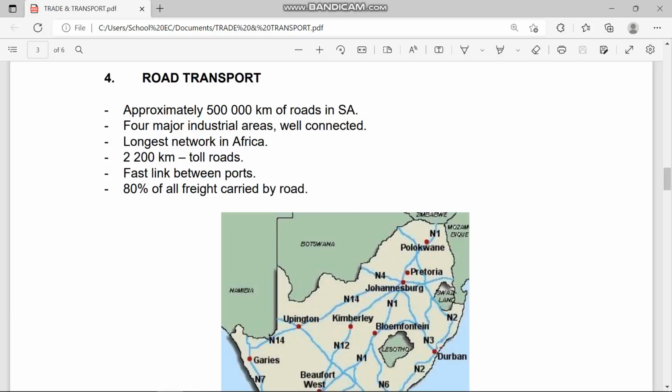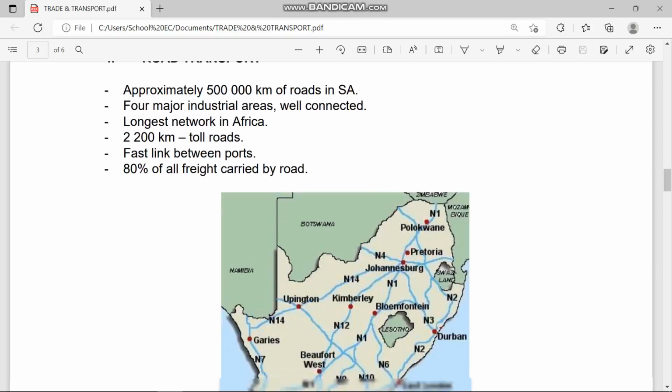Four major industrial areas are well connected. We have four major industrial areas in South Africa which are well connected with these national roads: Cape Town, Durban, Johannesburg, and let's say Polokwane. There is a road from Polokwane to Cape Town, from Cape Town to Durban, from Durban to Johannesburg, so they are well connected.